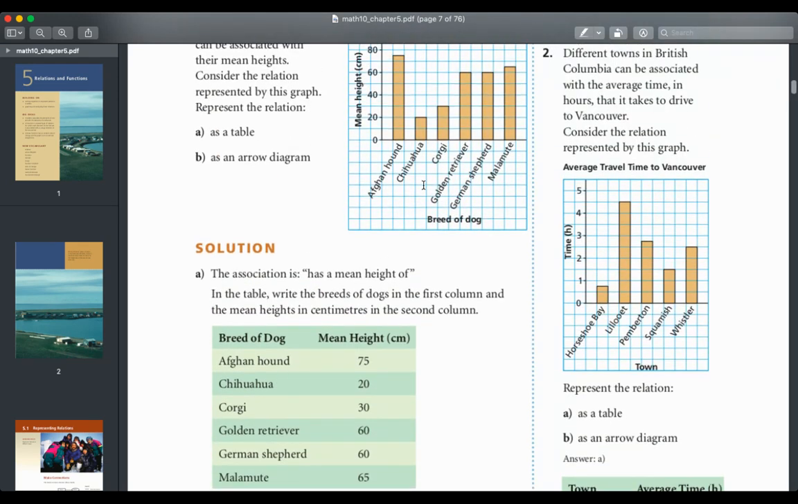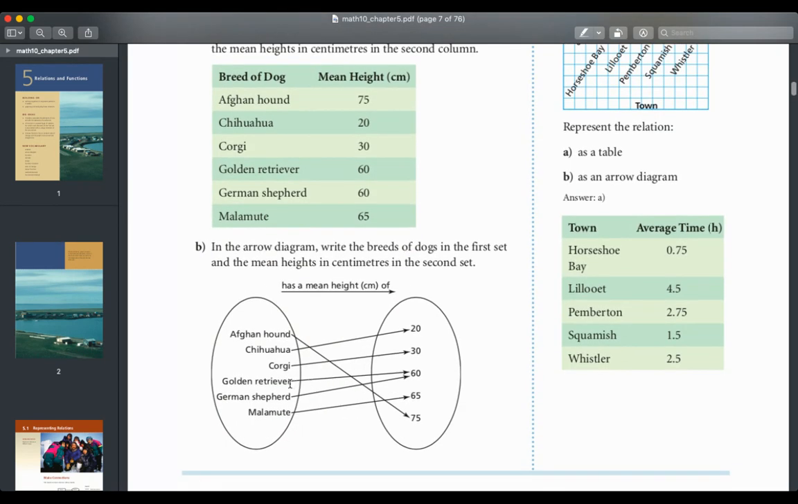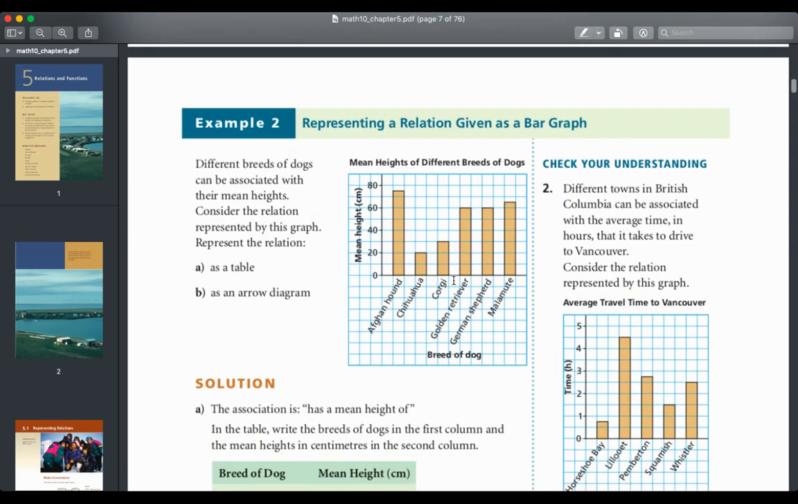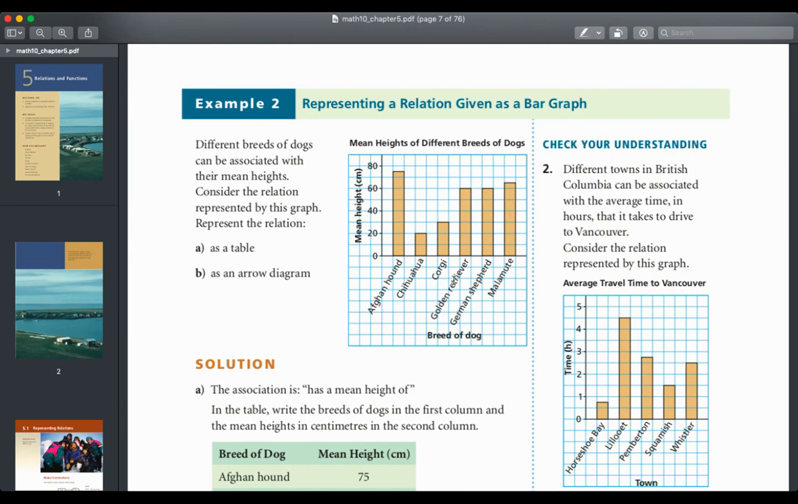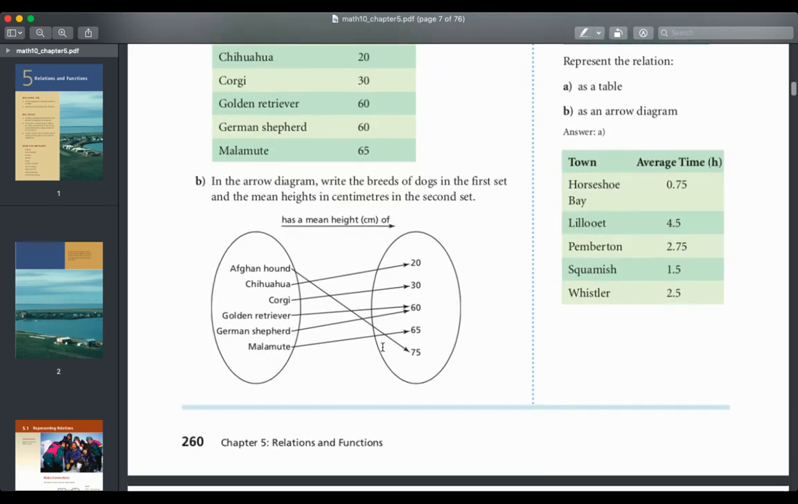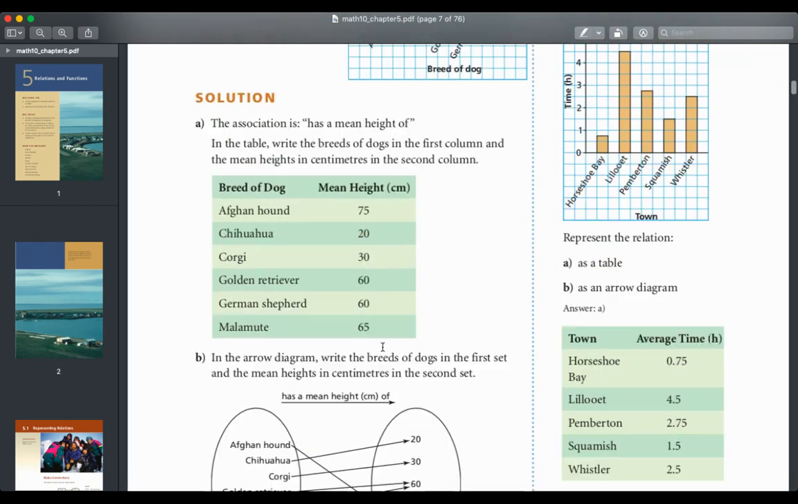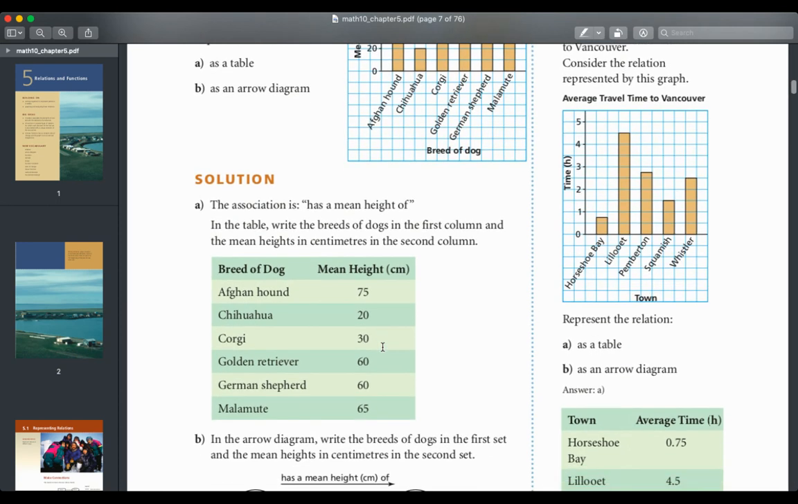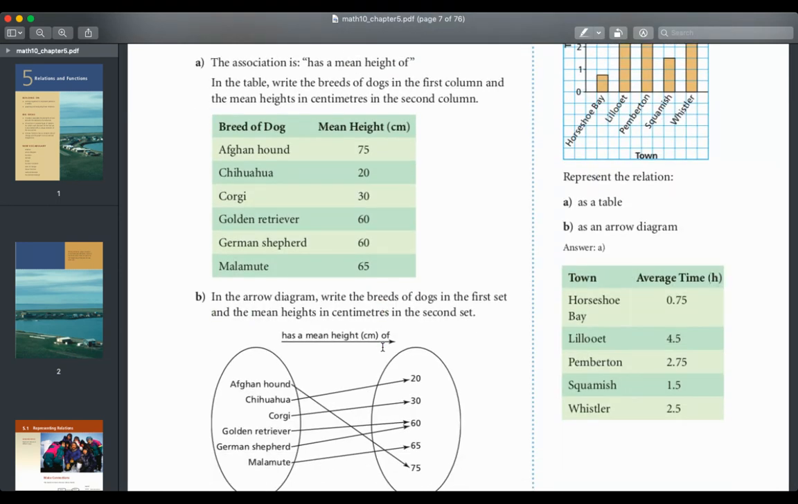There are a couple of dogs that have the same height, the Golden Retriever and the German Shepherd, and you see that in here. They both have an arrow going to 60. So we can represent information or a relation as a graph, as a table of values, as ordered pairs, and as arrow diagrams, different ways to represent relations. That's kind of what the first section of this unit's about.